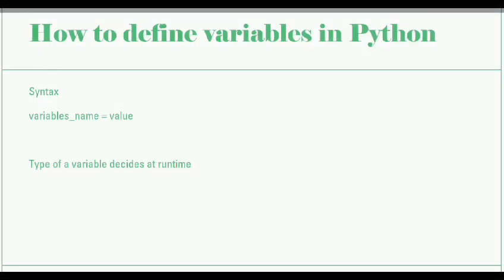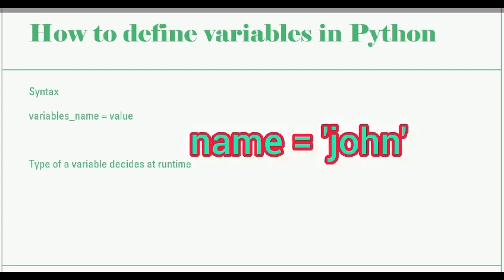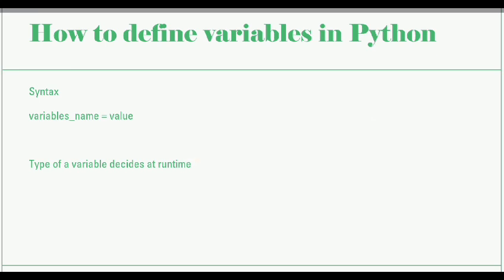Now let's see how we can define variables in Python. The syntax is: first you have to provide your variable name, then an equals sign, and after that you have to provide the value for it. For example, if we define a equals 10, it will be an integer. Next, name equals John will be a string, and x equals 2.5 is a floating point value.